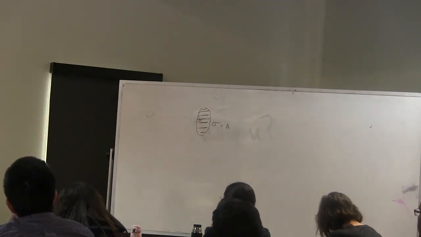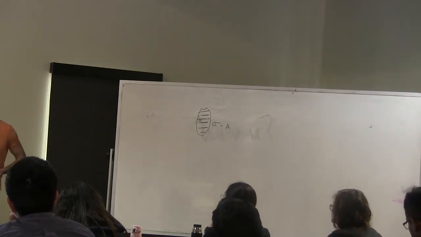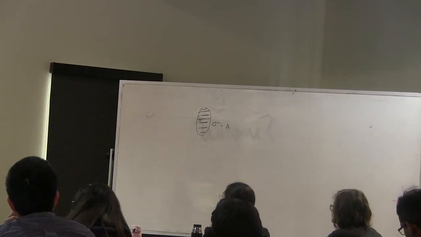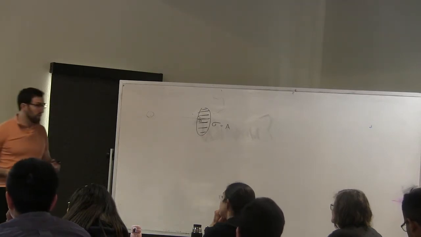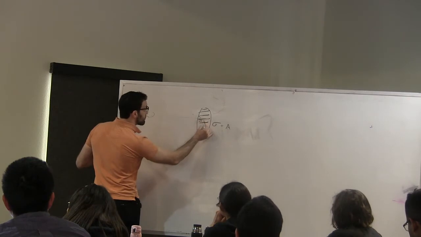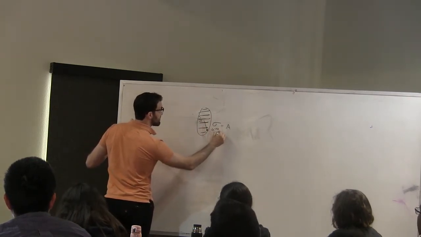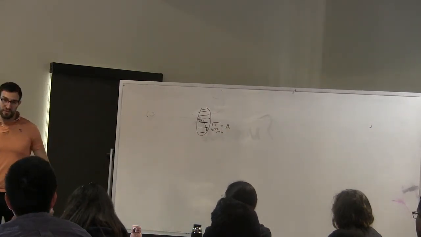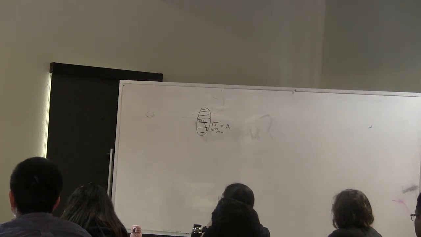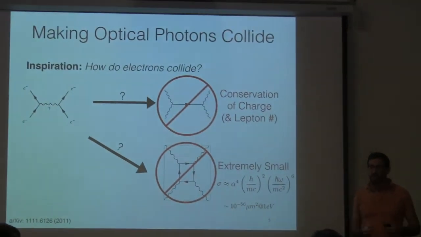So if I tell you that for a visible photon, with a wavelength of half a micron, the cross-section for two photons to scatter off of each other is 10 to the negative 56 microns squared, what that tells you is that the radius of this interval is about 10 to the minus 27 microns. So the photons need to get very, very close to each other, or you would need a tremendously large number of photons for them to collide.